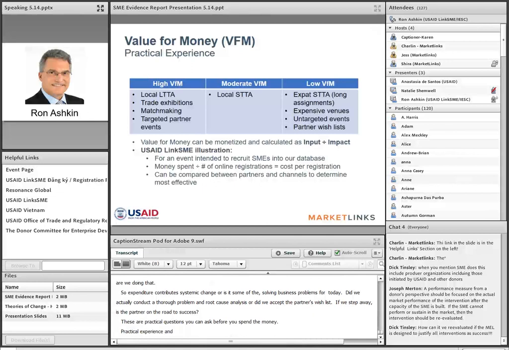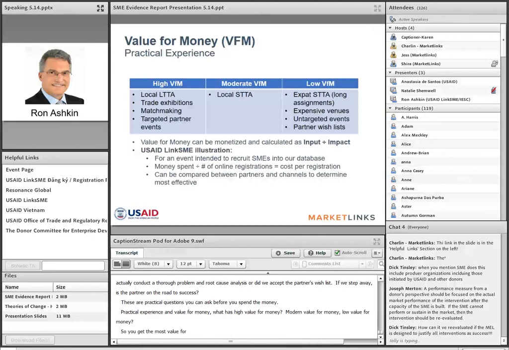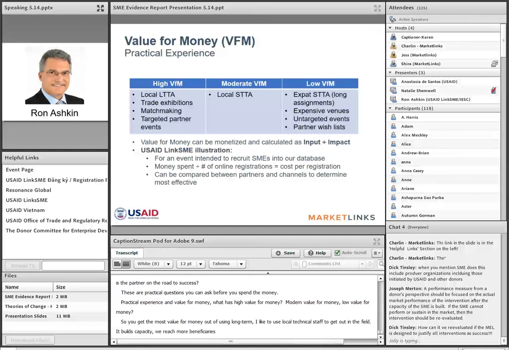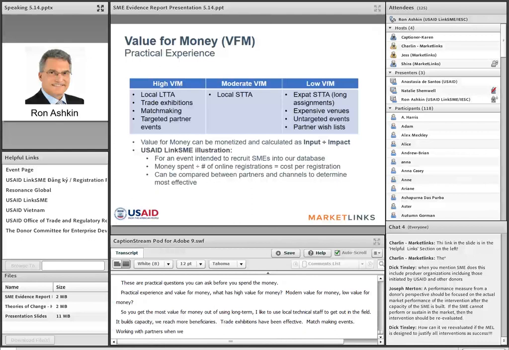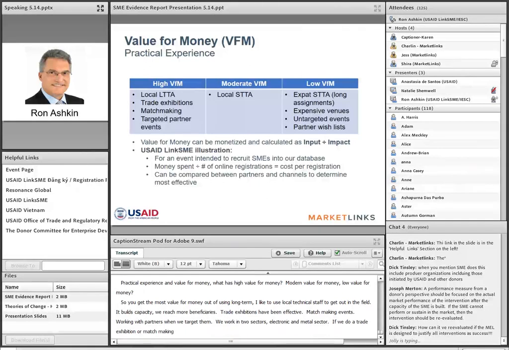Practical experience and value for money I put into a table. Like, what has high value for money, moderate value for money, low value for money? So you get the most value for money out of using local long-term TA. I like using local technical staff to get out in the field. It builds local capacity. We reach more beneficiaries. Trade exhibitions have proven to be cost-effective, matchmaking events. And when we work with partners, when they actually target our group, we only work in two sectors. We work in the electronics sector. We work in the metals sector. So if we do a trade exhibition or matchmaking event, it's much more effective if we do one with partners just in our sector rather than a general export fair or general trade fair.